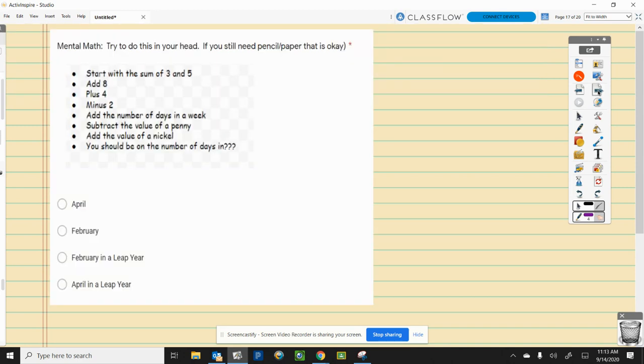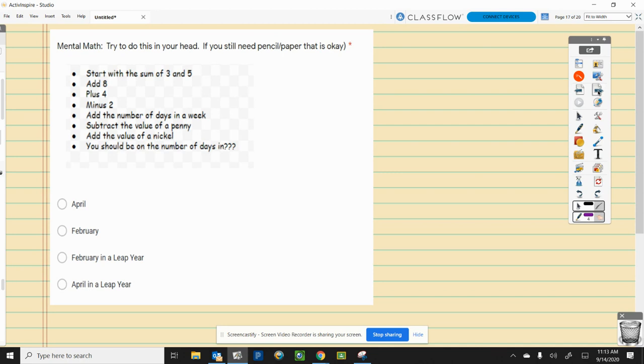The next one, mental math. Try to do this in your head. If you still need paper and pencil, that's okay. You're going to start with the sum of 3 and 5. Add 8 plus 4 minus 2. Add the number of days in a week. Subtract the value of a penny. Add the value of a nickel. And now you should be on the number of days in what? Okay, go ahead and solve this.